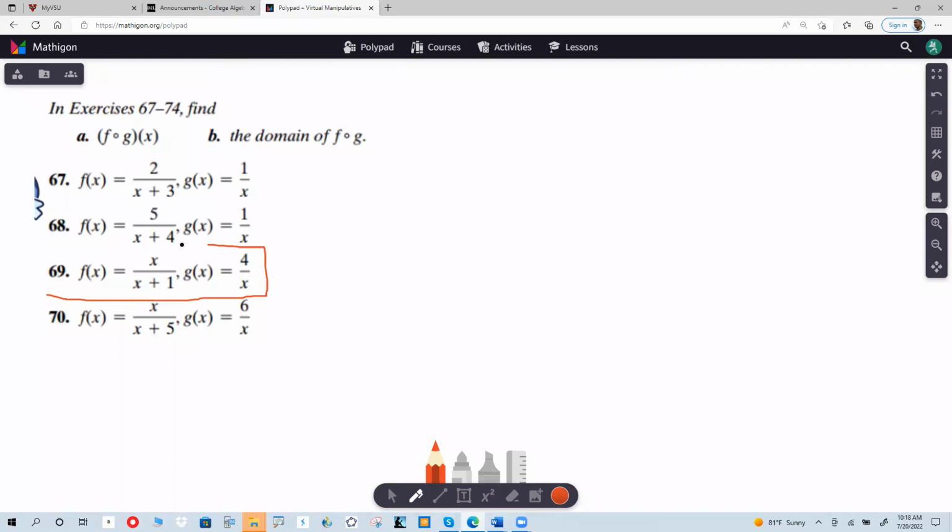I'm doing 69. Okay, I can find g of x, but they want us to find f of x. I'm going to do it very slowly. F of x. Instead of x, I'm going to do g of x. That's what composition means. But g of x is 4 over x.